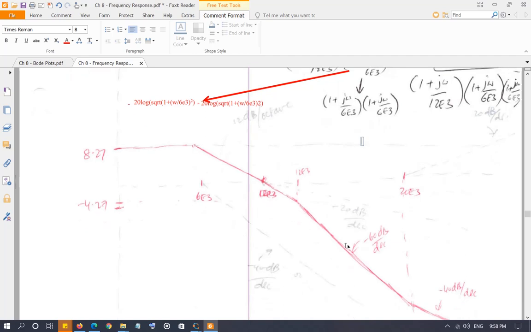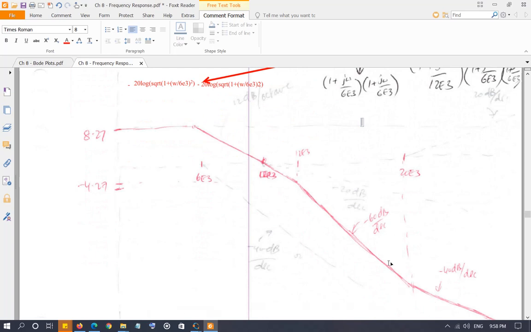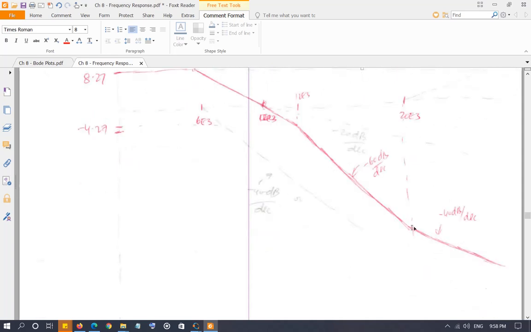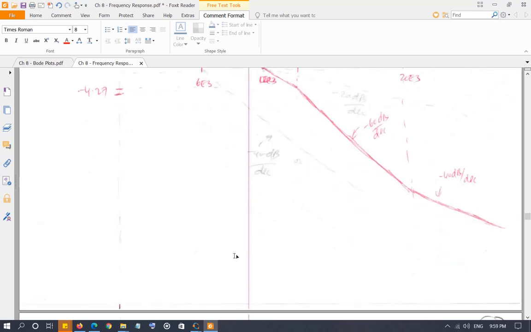per decade. It's going to go negative 60 decibel per decade until it hits 20 exponent 3, 20,000, this one. And then this line is increasing with 20 decibel per decade. So now negative 60 decibel per decade plus 20 decibel per decade is going to become negative 40 decibel per decade. So negative 40 decibel per decade. And that's going to be the final Bode plot.